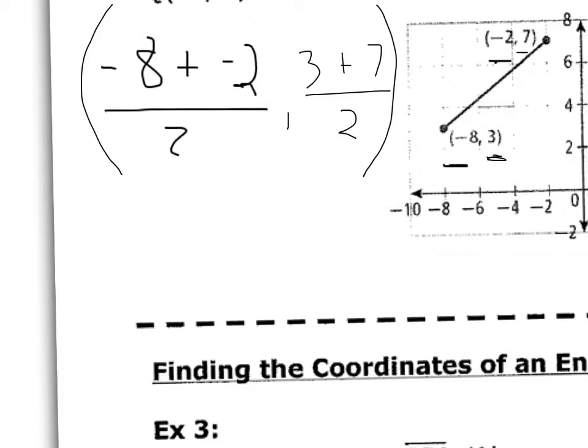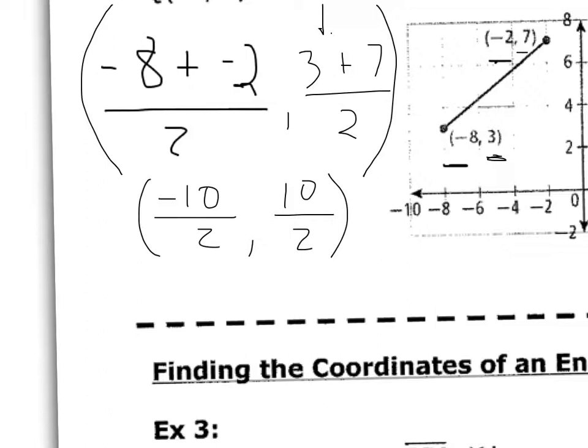Alright, let's go ahead and reduce. We have -8 plus -2. That gives us -10 over 2. And if we look at our y coordinates over here, that gives you 3 plus 7, which is 10 divided by 2. Okay, so let's go ahead and reduce a little bit more. -10 divided by 2 gives us -5, and 10 divided by 2 gives us 5.